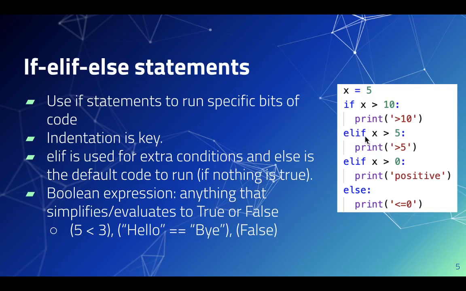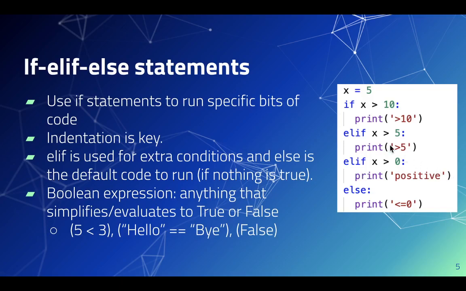It checks if x is now greater than 5. Remember, 5 is not greater than 5. It's equal to 5, but it's not greater than 5. So this is also false. So once again, it won't run the code inside, and it'll skip to the next one. It checks else if x is greater than 0. Yes, it is. 5 is greater than 0, so it prints positive.